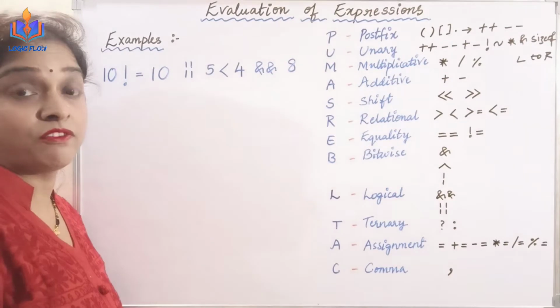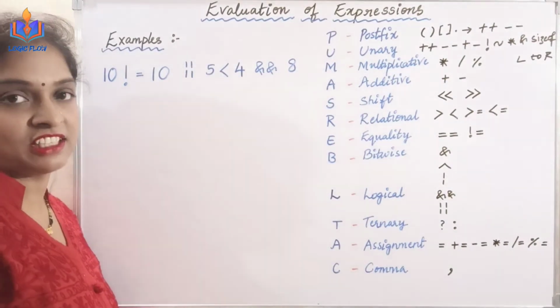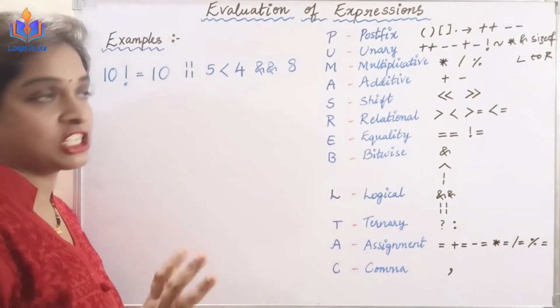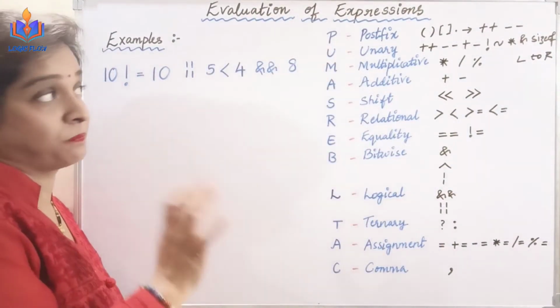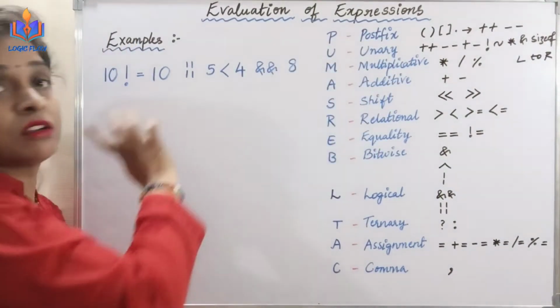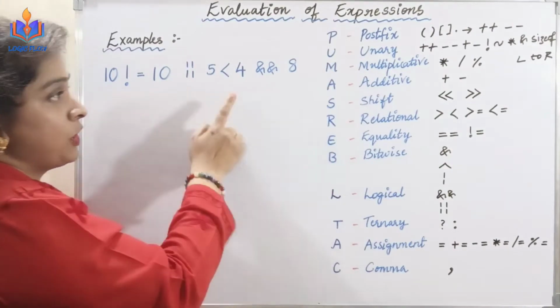So here we have a very complex expression. When we have a complex expression like this, the first thing we have to do is check the availability of all these operators in this expression. Do we have postfix here? No. Do we have unary? No. Multiplicative? No.